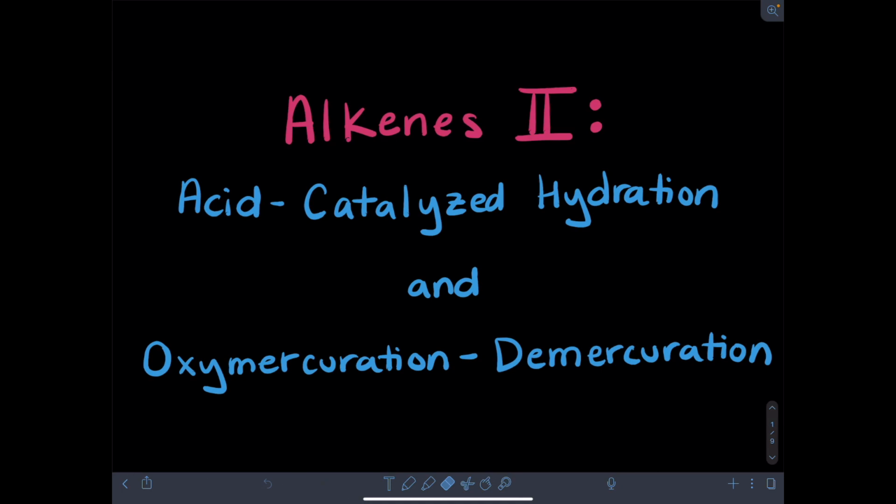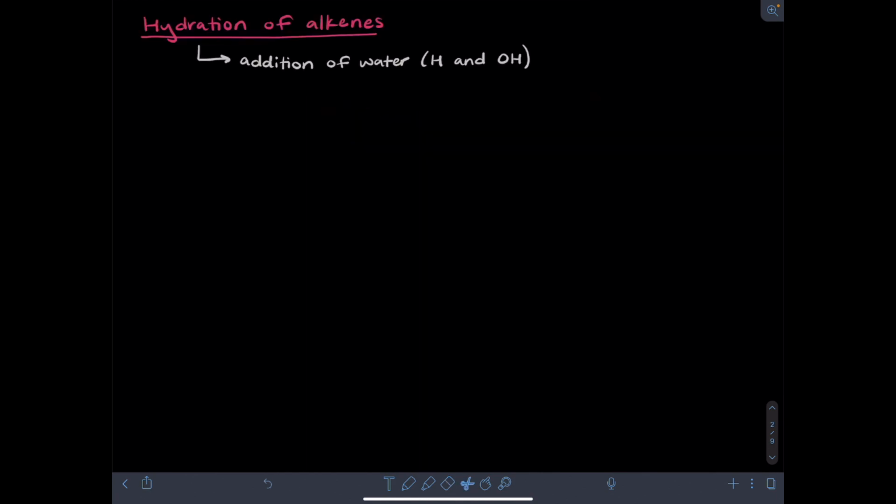Hi folks, this video talks about addition of water to alkenes through either acid-catalyzed hydration or oxymercuration-demercuration reactions. Hydration of an alkene refers to the addition of water across the alkene pi bond. This water will be added in the form of an H and an OH group. This reaction will occur in the presence of an acid catalyst.